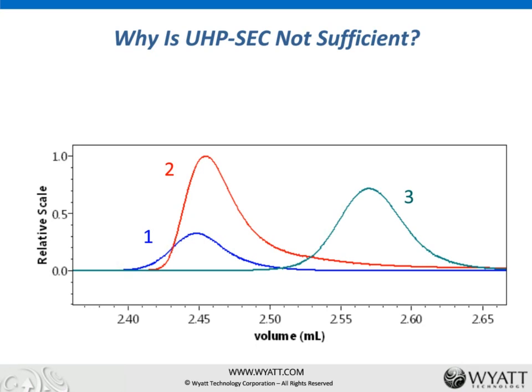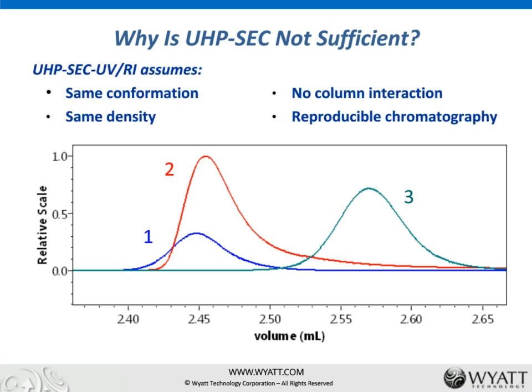When we use the column calibration technique, we have to make a number of assumptions. We have to assume the sample of interest has the same conformation and density as the standards. We have to assume there's no column interaction, and the chromatography is reproducible. When one or more of those assumptions fail, especially in the case of UHP-SEC, then the estimated molecular weights will carry large error. Let's take a closer look at those three proteins.